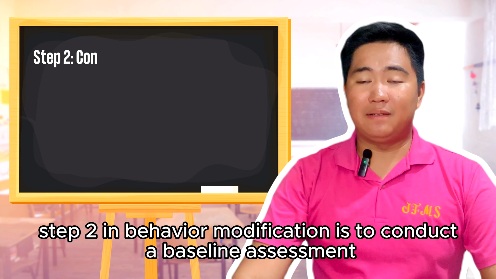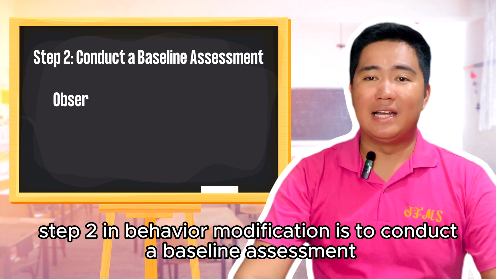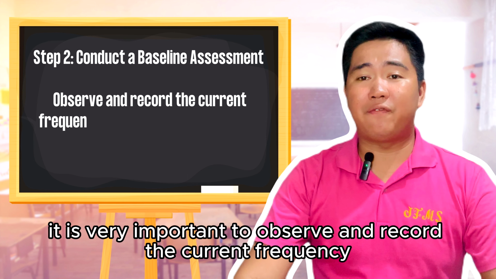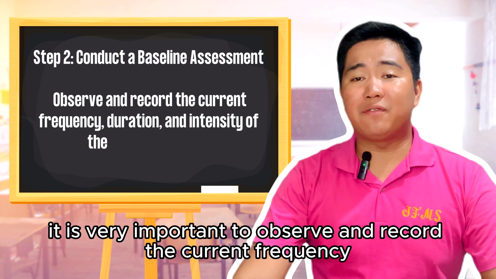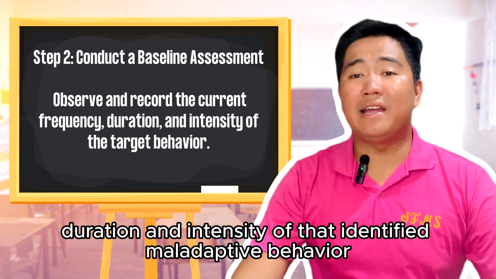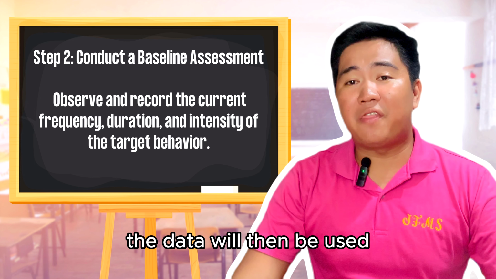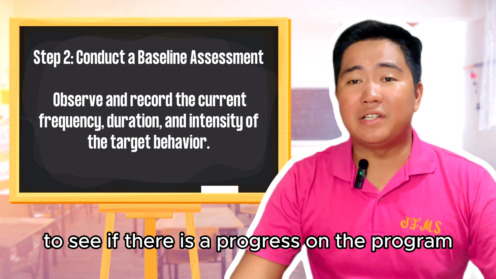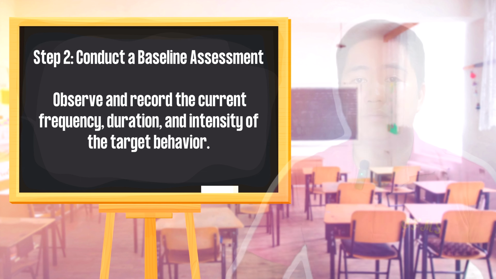Step 2 in behavior modification is to conduct a baseline assessment. Once the maladaptive behavior is identified, it is very important to observe and record the current frequency, duration, and intensity of that identified maladaptive behavior. The data will then be used to see if there is progress in the program.